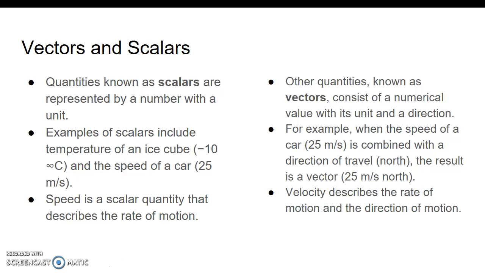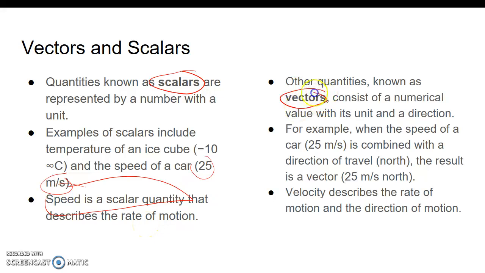Two other terms that will come up, vectors and scalars. A scalar is just a number. So for example, an ice cube at negative 10 degrees Celsius, or the speed of a car at 25 meters per second. Speed is a scalar quantity that describes motion.